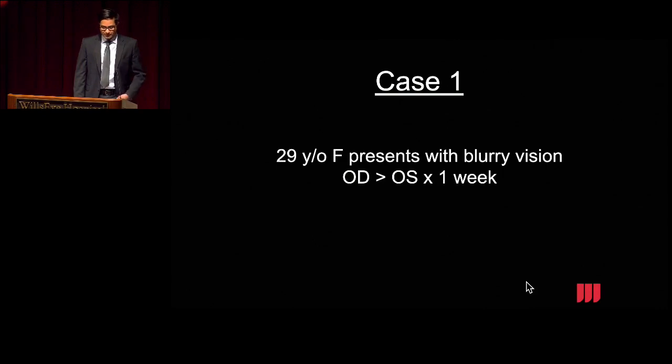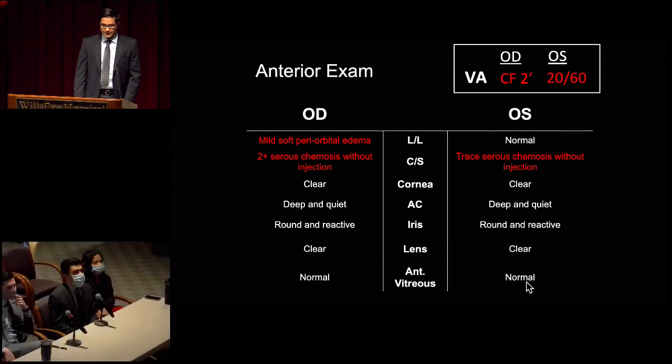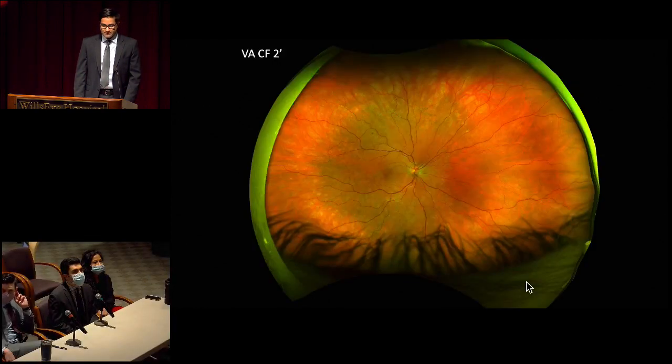We'll begin with case one. We have a 29-year-old woman who initially presented with blurry vision in both eyes, right worse than left, for about a week. On presentation, her vision was count fingers in the right eye, 20/60 in the left, and on anterior exam, she was noted to have mild soft periorbital edema on the right, in addition to serous chemosis without injection in both eyes, right worse than left. Dr. Shalai.